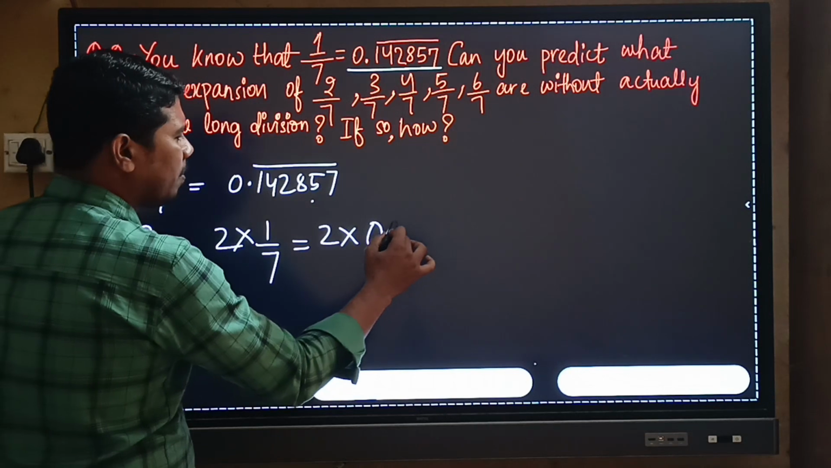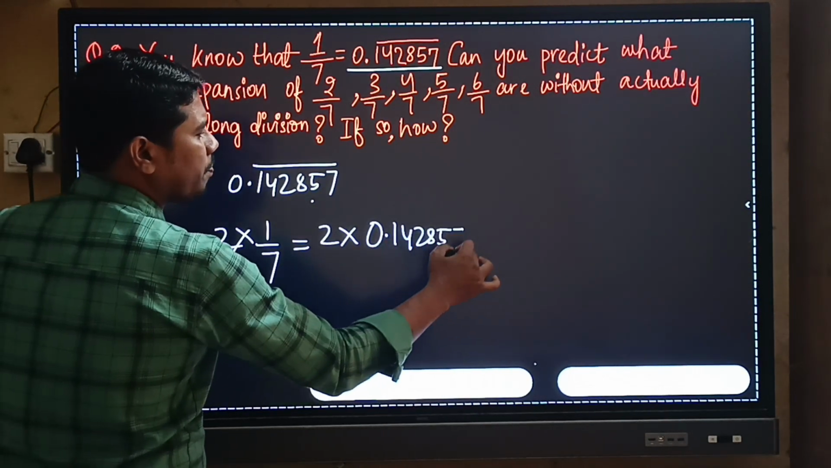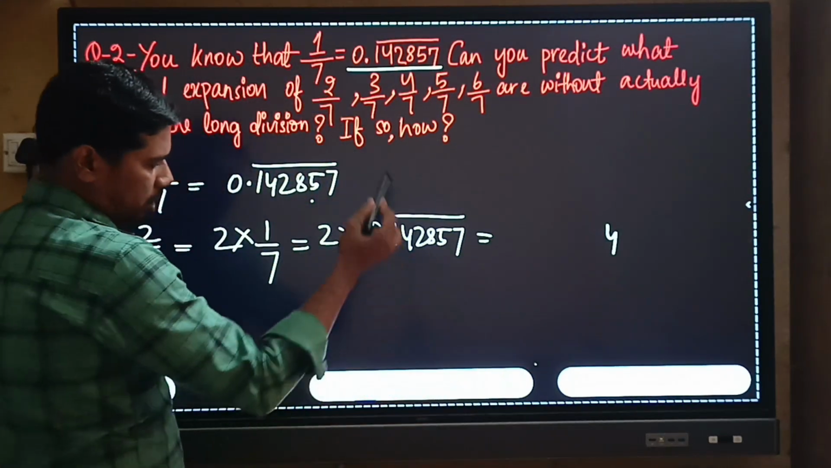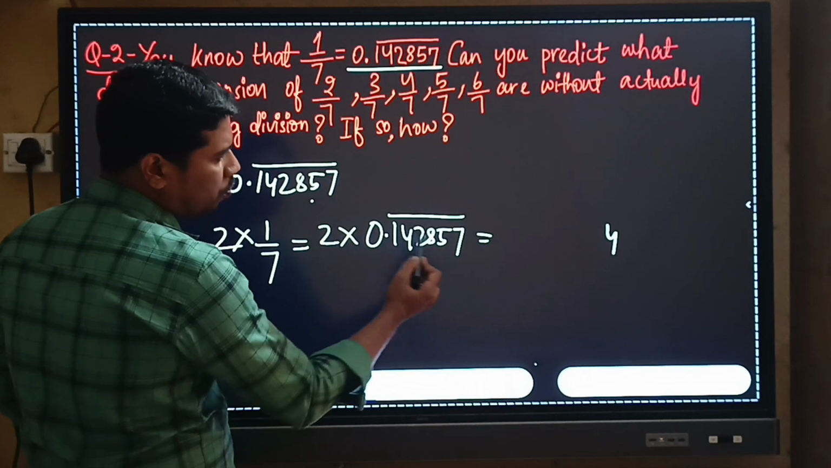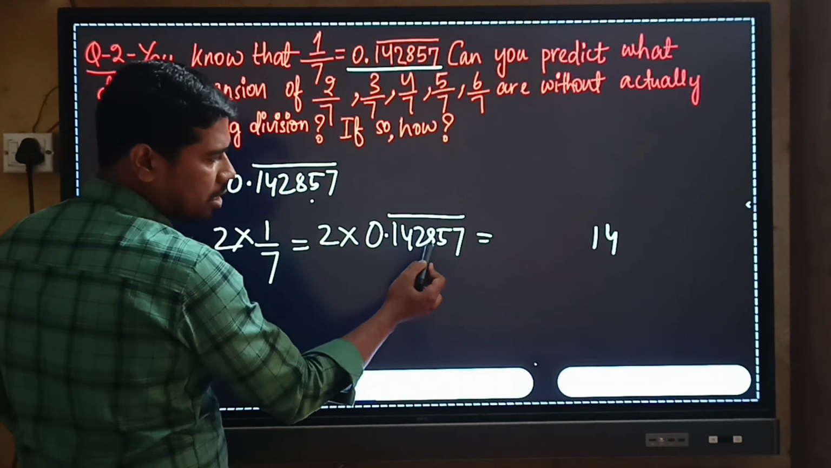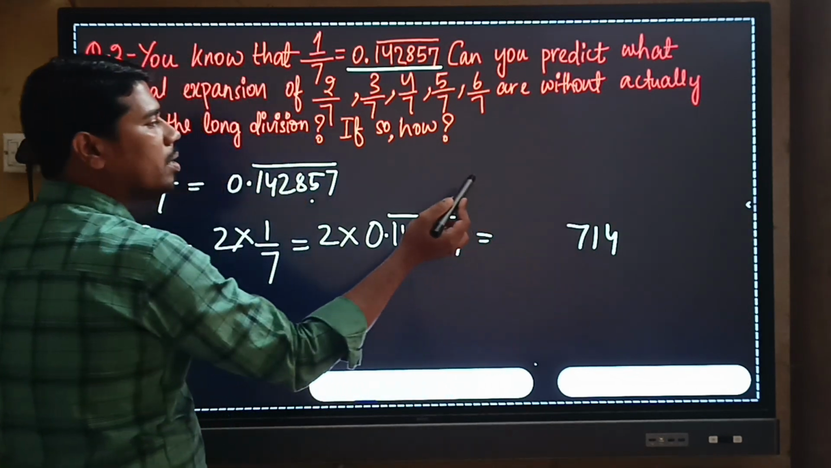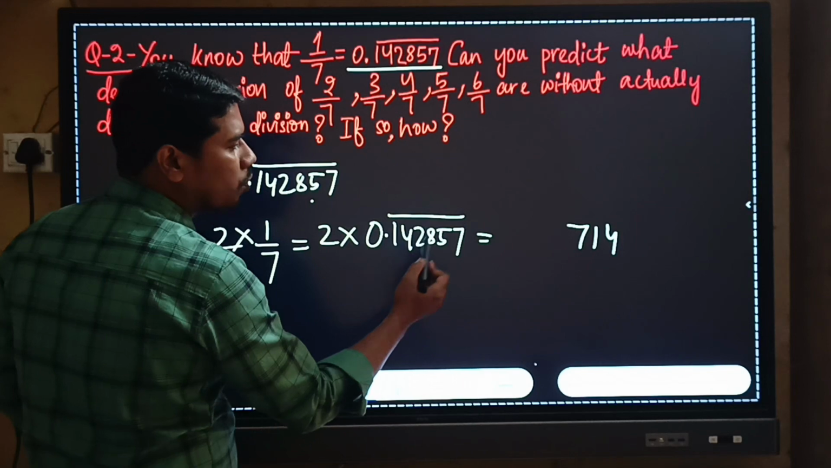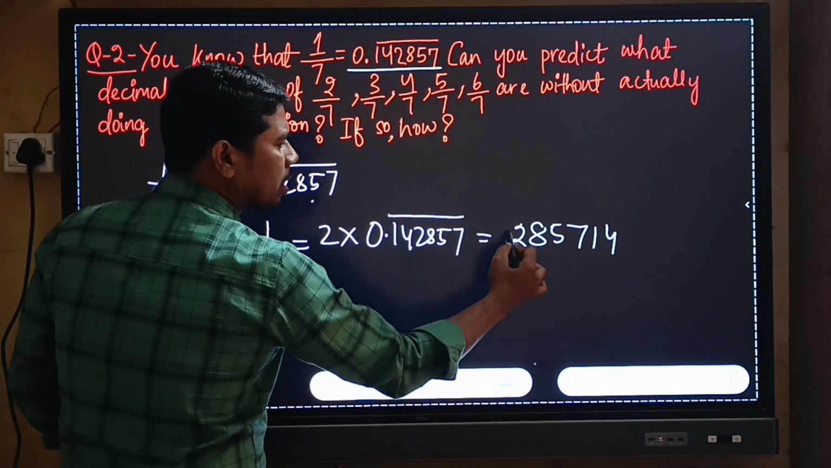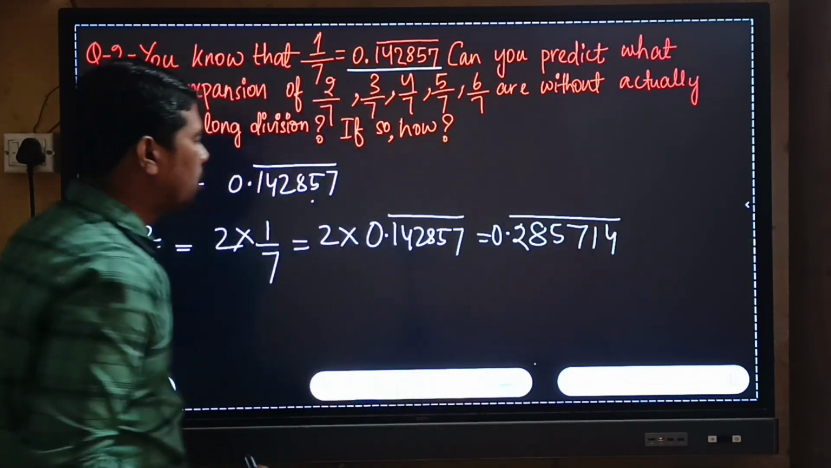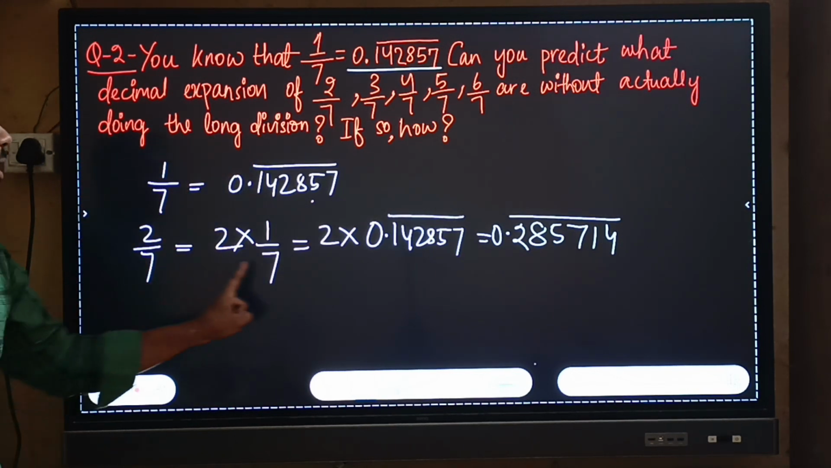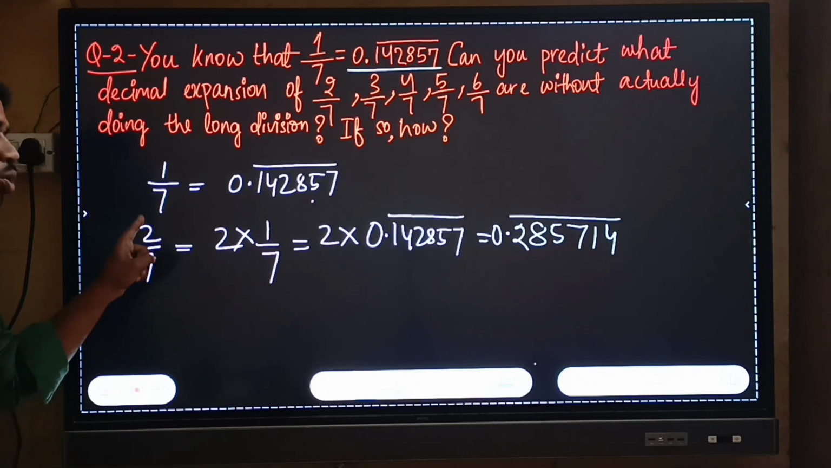We know that it is 0.142857, so you can multiply directly. 2 7s are 14, 4, then take 1, carry 1. 2 5s are 10, 10 plus 1 is 11, 1, then 1 again carry. 2 8s are 16, 16 plus 1 is 17, 7, 1 again carry. 2 2s are 4, 4 plus 1 is 5. 2 4s are 8. 2 1s are 2. Then 0 point, so bar on here. So without actually doing the long division, we have written the decimal form of 2 by 7.